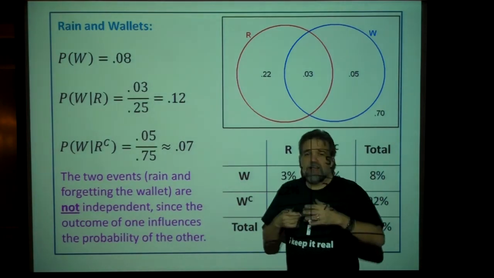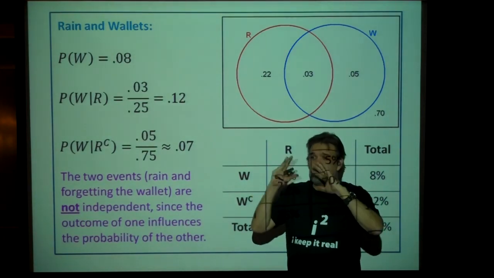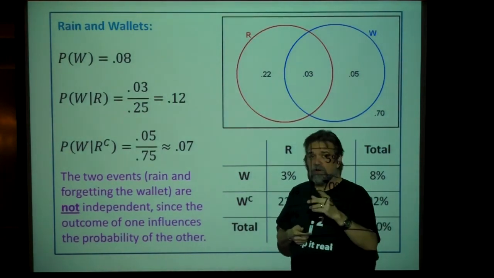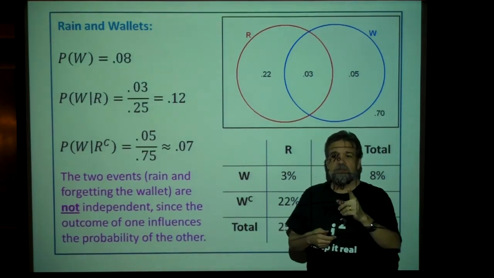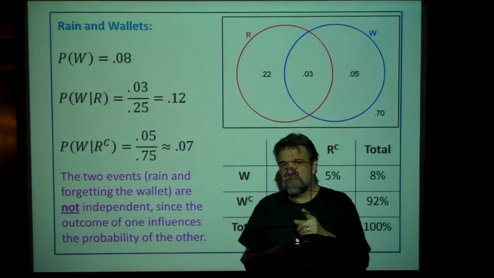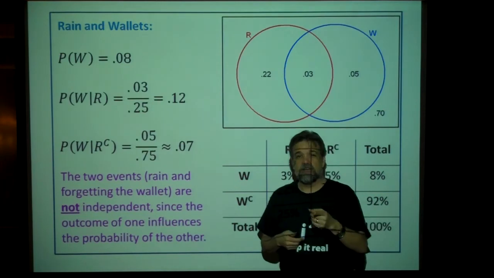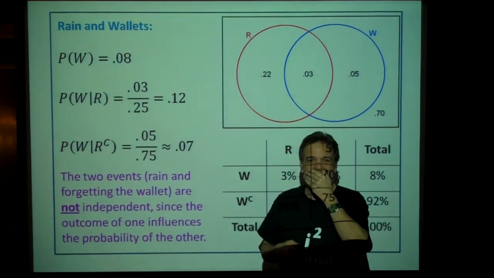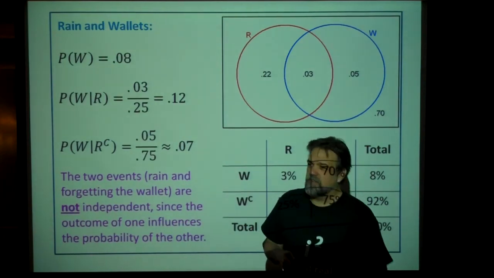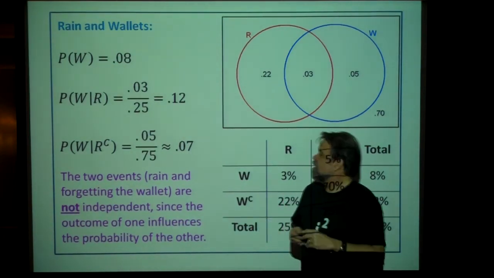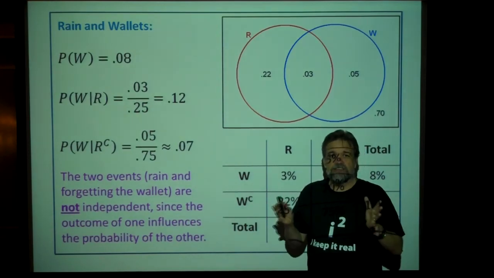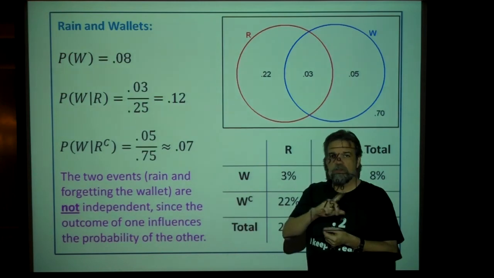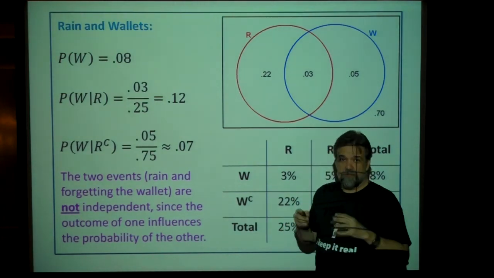So I don't know. Maybe if it rains, I'm thrown off my rhythm and I'm more likely to forget something. I really don't know. Or hey, here's an idea. Maybe on days when I forget my wallet, it's more likely to rain. Maybe I can change the weather. Except that association doesn't imply causation, so never mind. Really, we don't know why this is happening. All we know is there's an association. And if there's an association, they are not independent of one another.